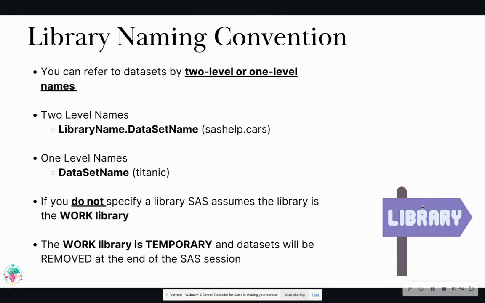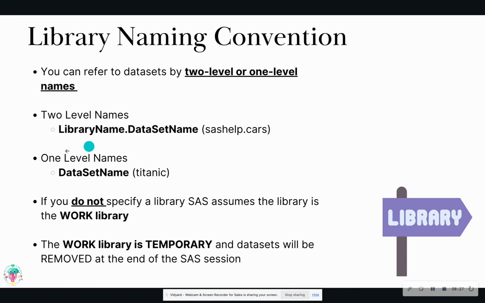And let's talk about the library naming convention. So how do we actually access data sets that were stored in, let's say, the course folder? You can refer to data sets in SAS by a 2-level or 1-level name. 2-level names would be something like the name of the library. My library was just course, dot whatever the data set was. So say, for instance, I had a financial data set. It would be course.financials or course.test or course.jelly, right?